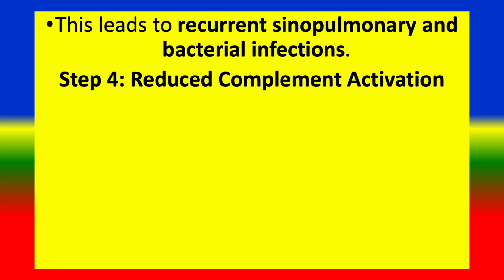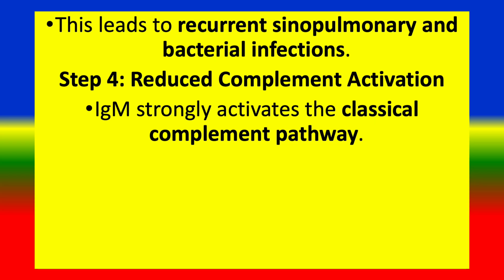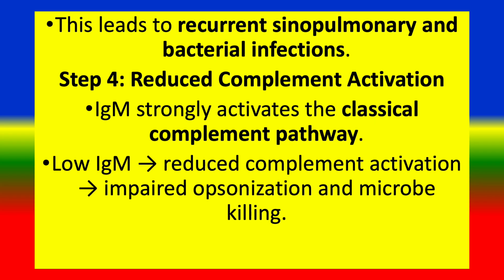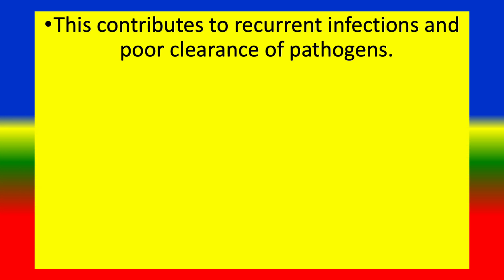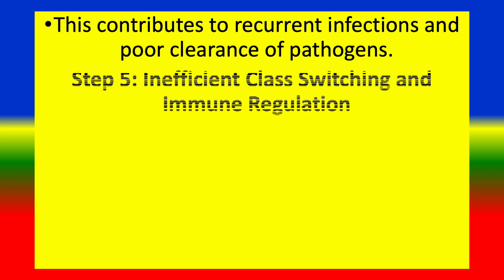Step 4. Reduced complement activation. IgM strongly activates the classical complement pathway. Low IgM means reduced complement activation, impaired opsonization and microbe killing. This contributes to recurrent infections and poor clearance of pathogens.